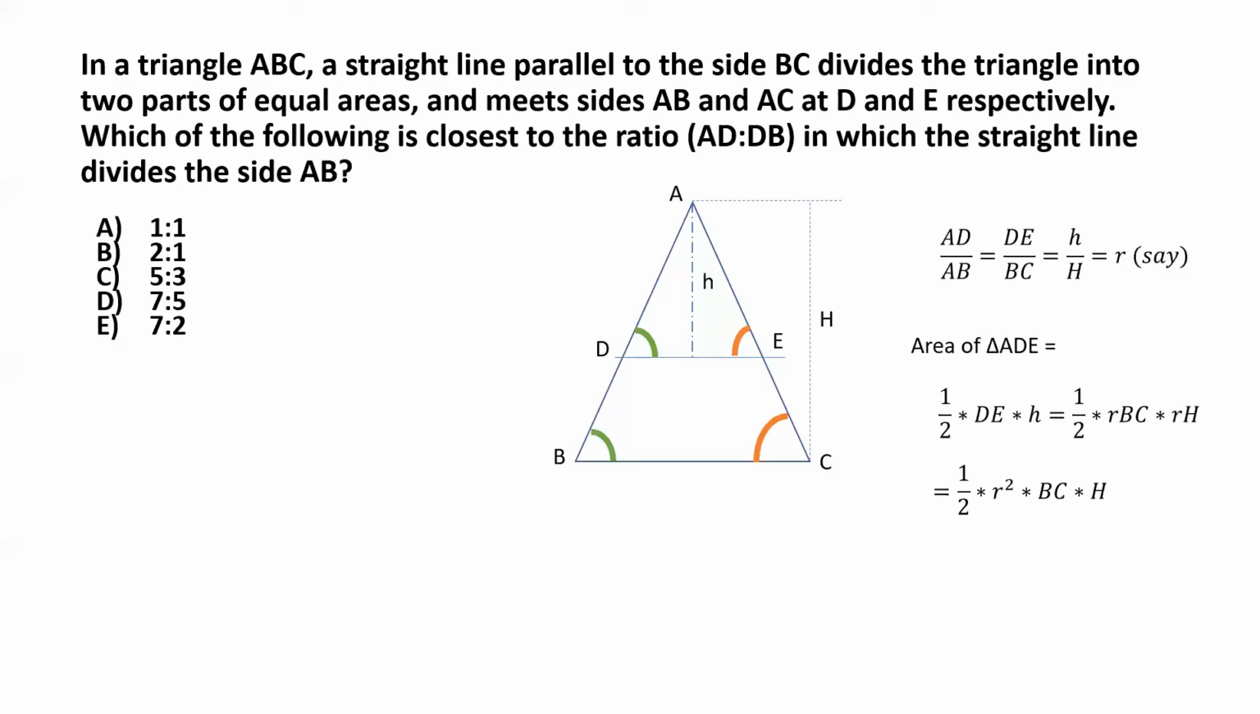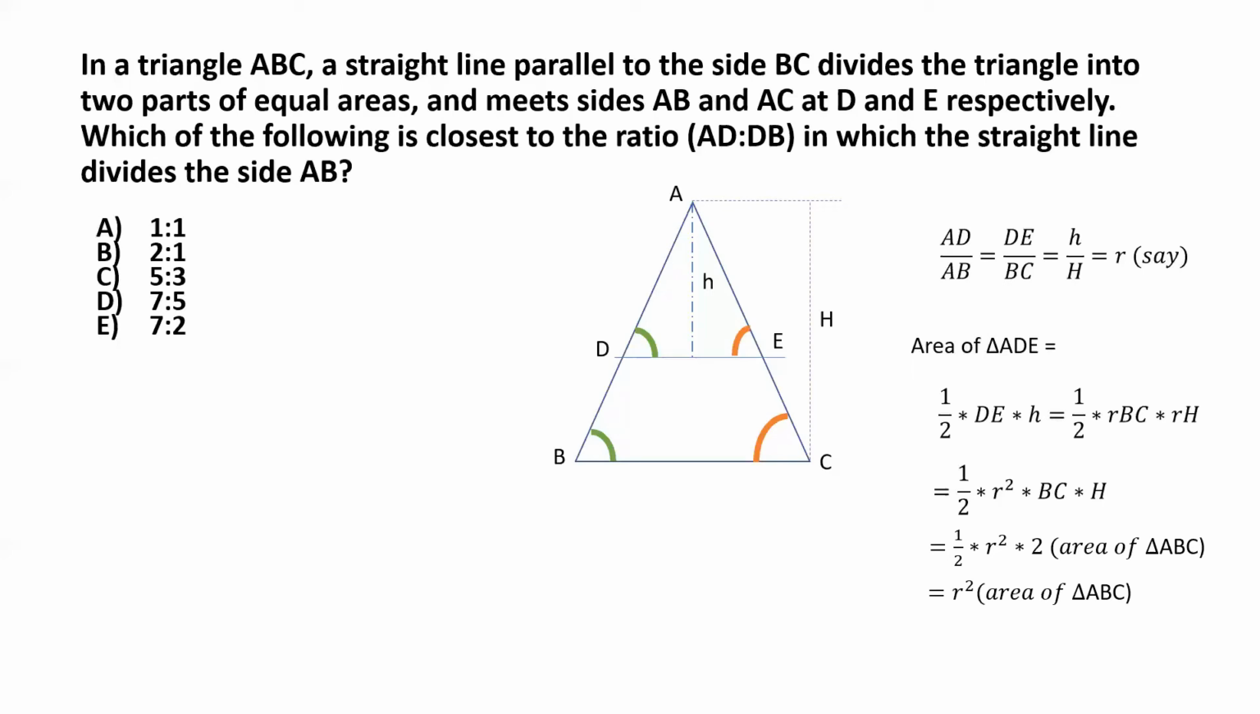So what is BC multiplied by H? Well, if you consider triangle ABC, its area will be basically half multiplied by its base BC multiplied by its height uppercase H. So BC multiplied by uppercase H will be equal to 2 times the area of triangle ABC. So we can replace BC multiplied by H as 2 times the area of triangle ABC. And here half and 2 get cancelled out, and we are left with R square multiplied by area of triangle ABC.